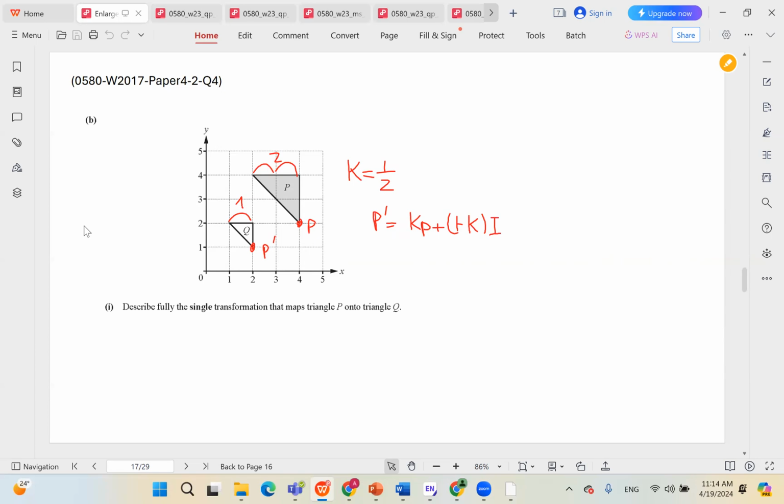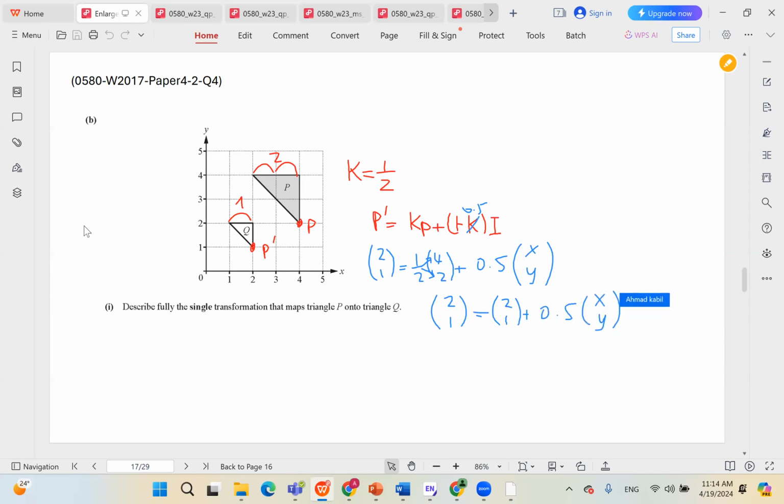So P dash has coordinates 2, 1. This is equal to k times P, so this is half times P, which has coordinates 4, 2, plus 1 minus k. So 1 minus half is basically half again. So 1 minus 0.5 is 0.5. So we're just going to write 0.5 here, and x and y. So we get 2, 1 equals, and now half times 4 and half times 2. So this is again 2, 1 plus half times x, y.